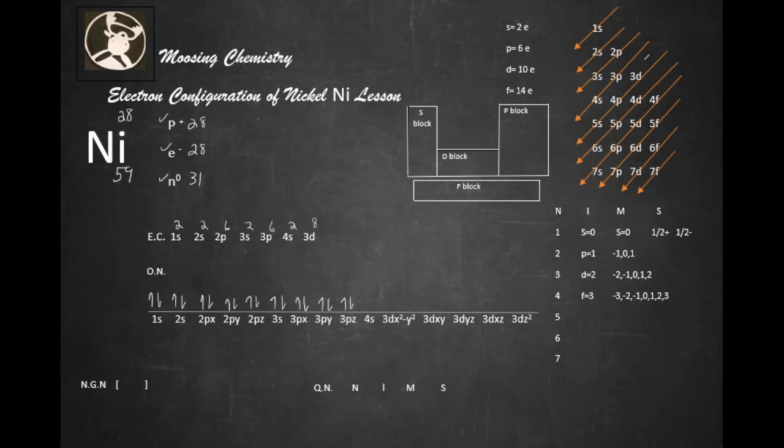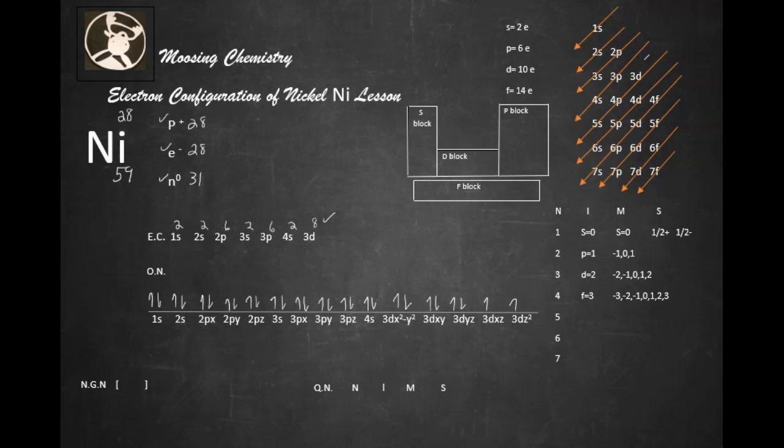So 4s, up and down, because it's its only suborbital. Then we have 3dx squared minus y squared, 3dxy, 3dyz, 3dxz, and 3dz squared. And now we have 8 electrons. So we go 1, 2, 3, 4, and 5. So the first 5 go up, then the second 3 are going to go down.